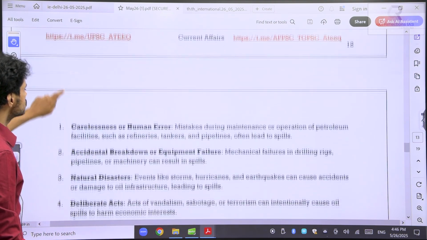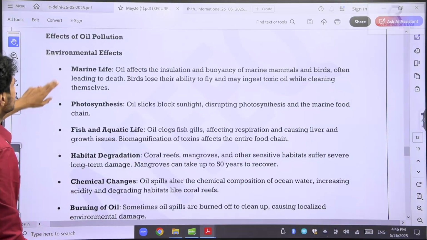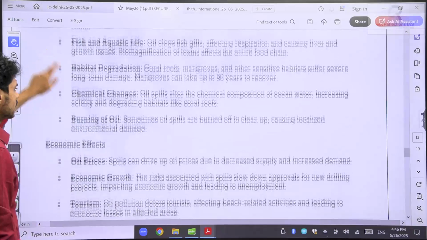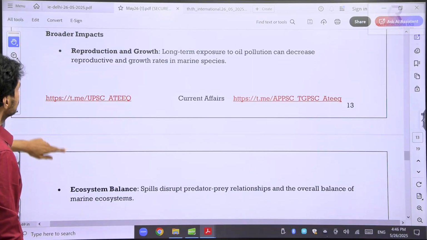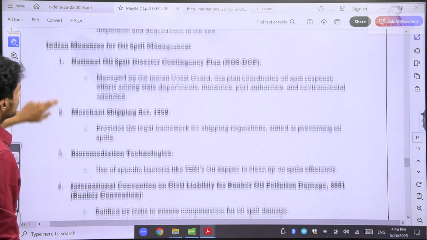Now, how oil pollution can happen. So these are the basic normal things. You can go through the material, you will understand. Whatever points I have discussed, the damage it can cause, economic and all, those are mentioned here. Okay, so see here the measures.